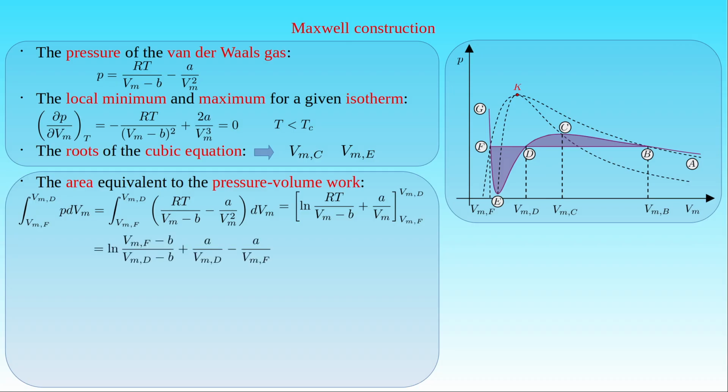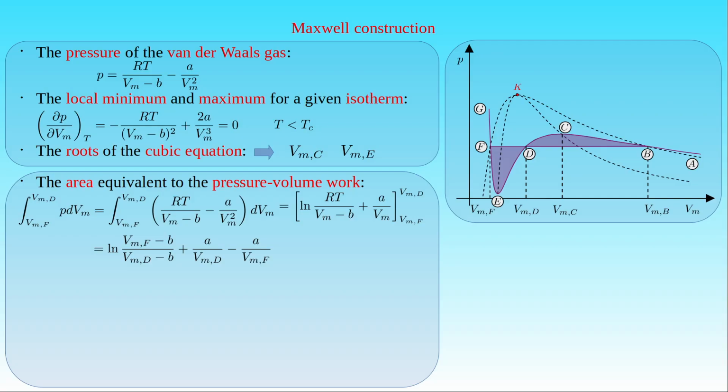This gives the natural logarithm of the ratio of V sub mf minus B to V sub md minus B, plus A over V sub md, minus A over V sub mf. The rule of the equal areas tells us that the areas of the closed curves DEFD and BCDB must be equal in the Maxwell construction.